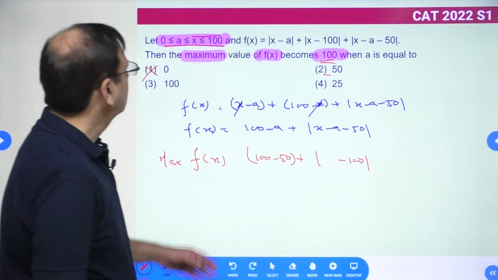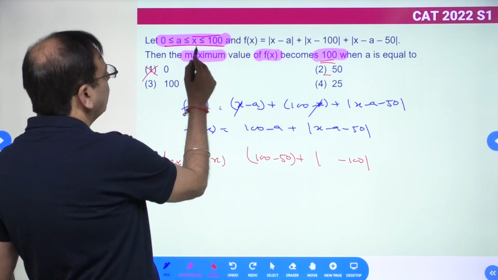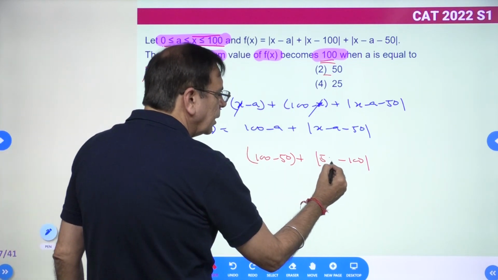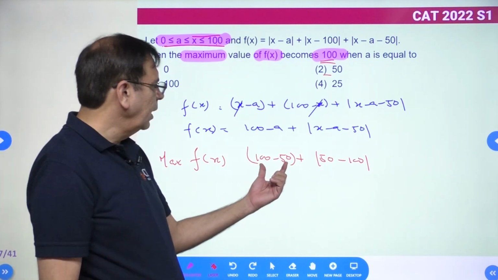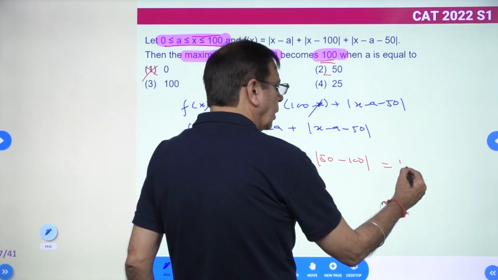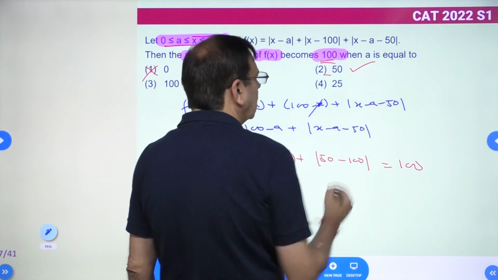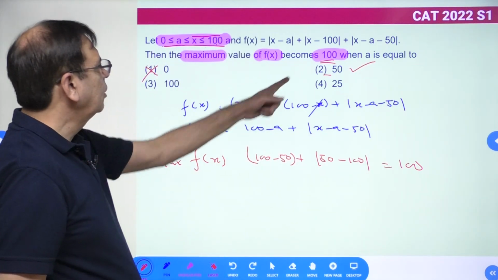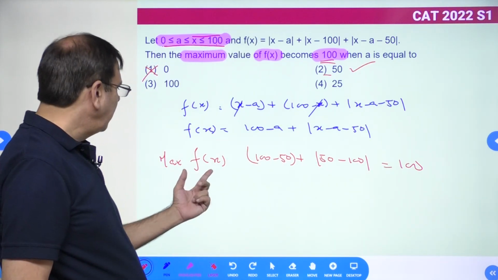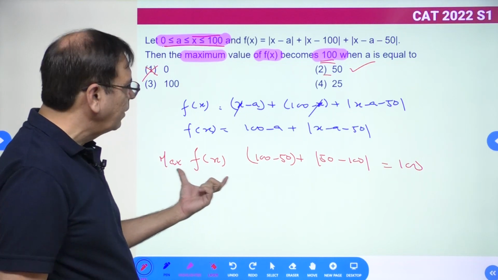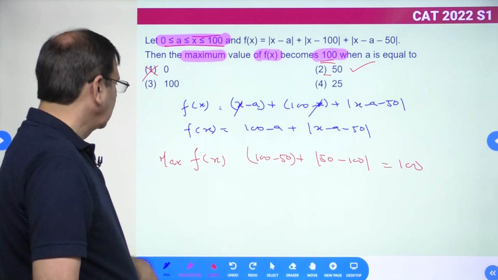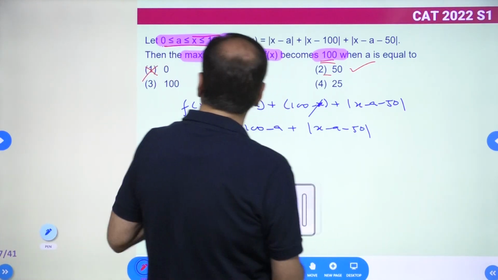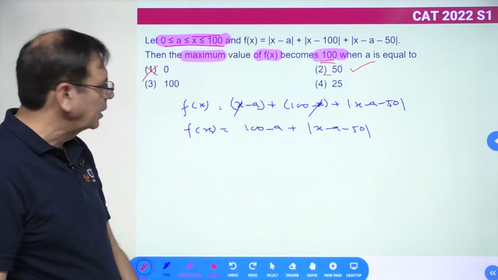Okay. What will I do? Because A is equal to 50, if I take X equal to 50, this will happen. So 100 minus 50 plus 50, this is equal to 100. This is satisfying. So the maximum value of fx is equal to 100 at A equal to 50. So this should be the answer, but just for the sake of it, we'll go through the remaining choices also so that you understand it fully.